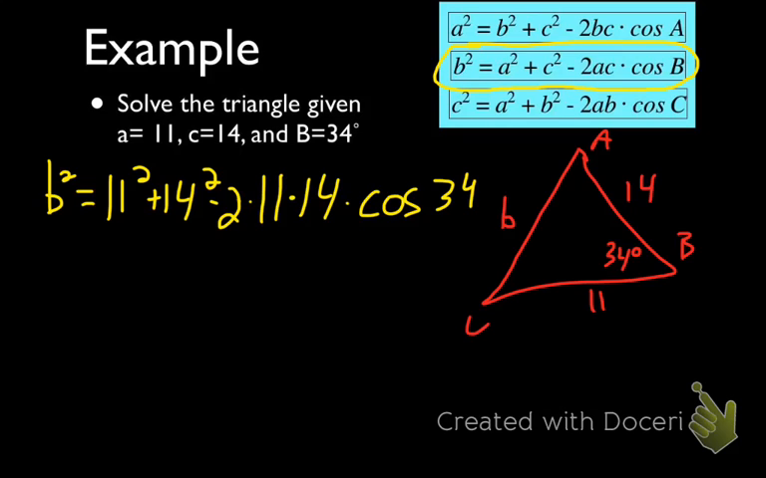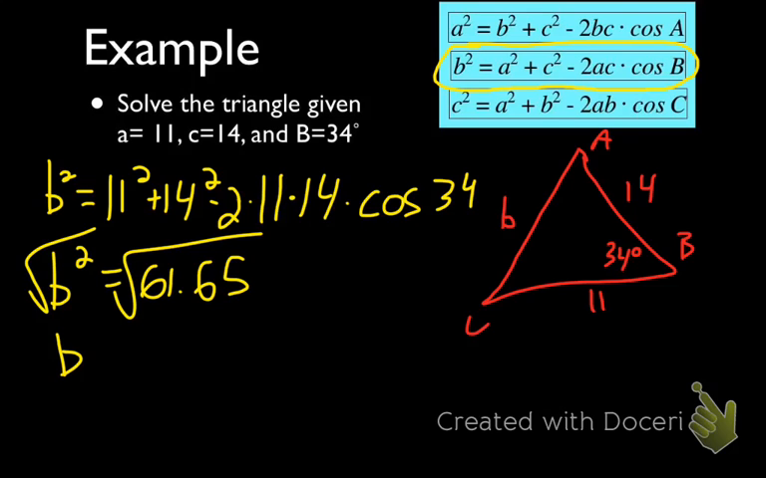Okay, all I want to know first is what that right-hand side equals. So plug that in your calculator and figure that out. B squared equals 61.65. Be careful, that is not B. B is the square root of both sides, right? So B equals the square root of 61.65, which is what? It is 7.85.